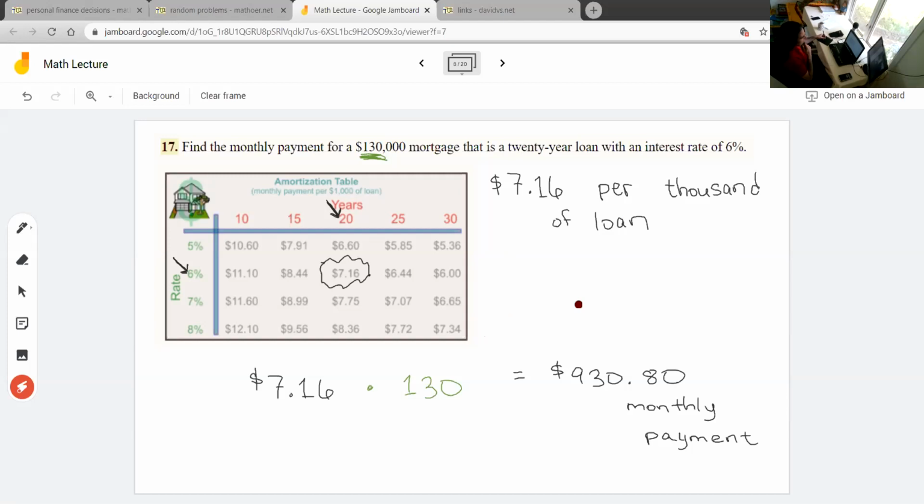Everyone okay with how this table works? No questions yet. Okay, so this is stupid. No one will ever ask you to make a calculation for your own monthly mortgage payment, right? When you buy a house, the bank will tell you what your payment is. You don't have to figure it out. Why are we doing this?